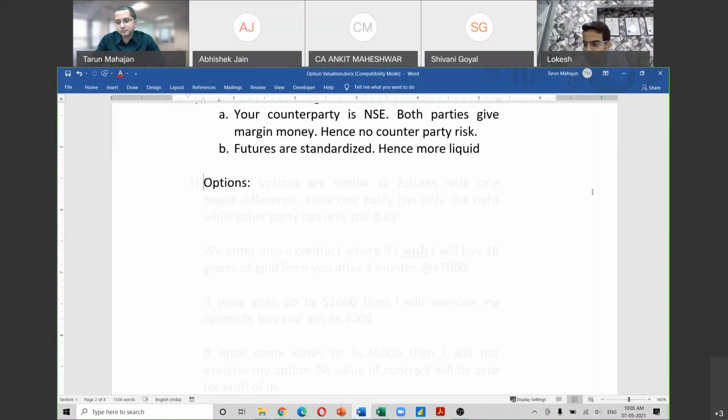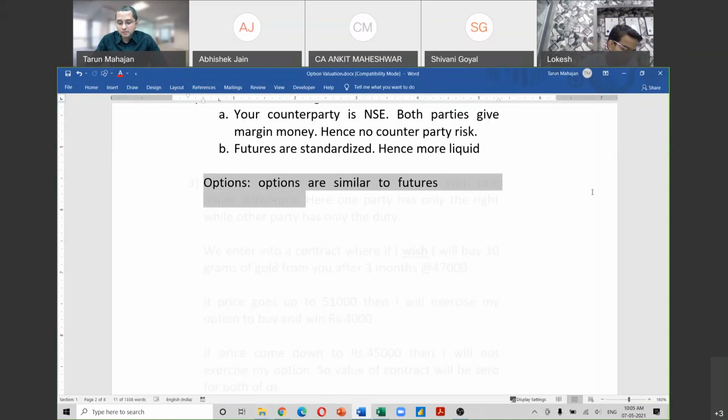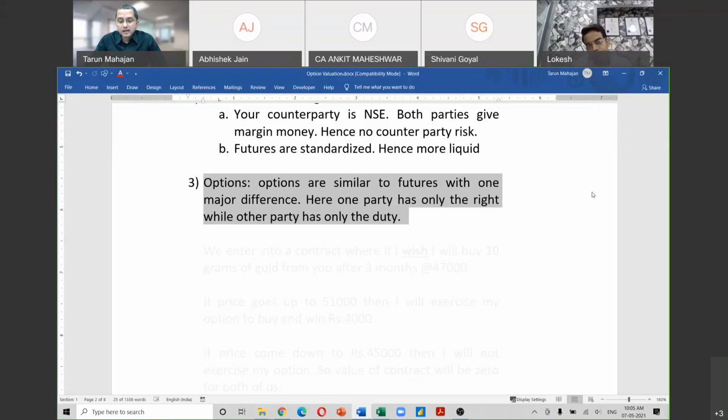I'll tell you. Let's first learn one thing, that options are similar to futures. Somebody asks you what is option, you'll say it's similar to future. But there is one major difference. In future and forward, both parties have right as well as duty. Here one party possesses only the right, while other party has only the duty. I have the right to buy. If I exercise my right, you have the duty to sell gold after 3 months at 47,000 rupees.